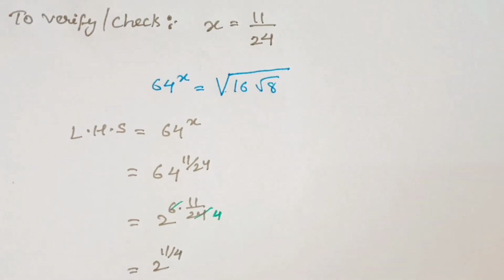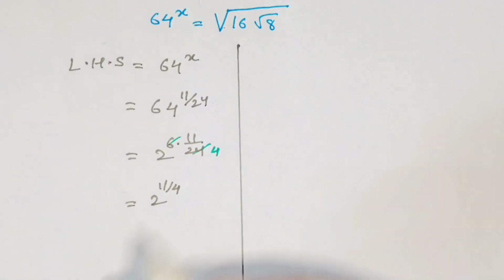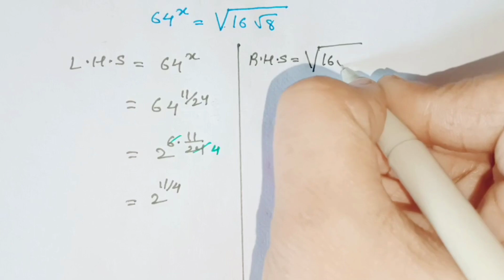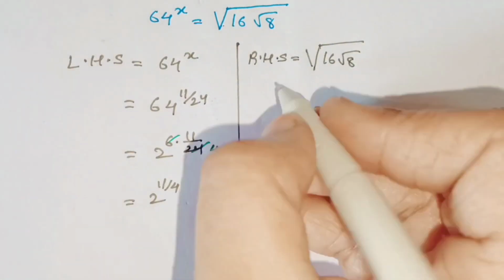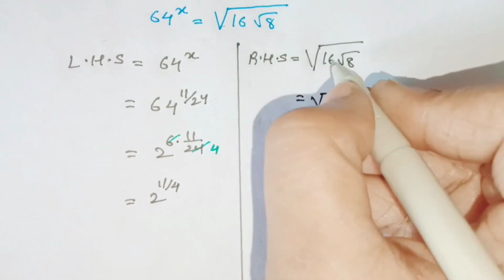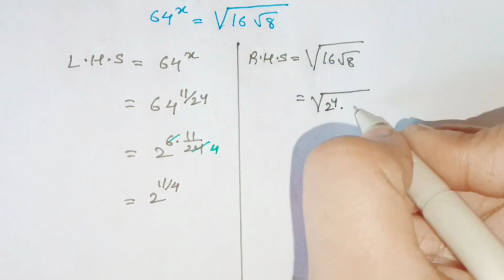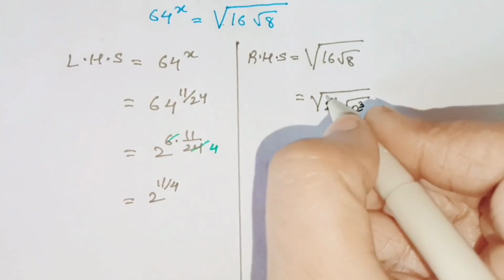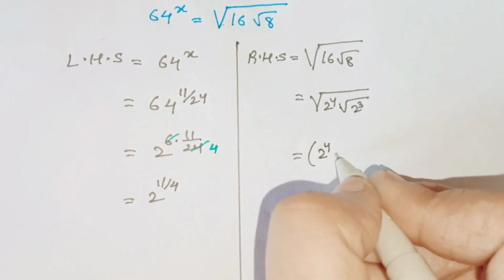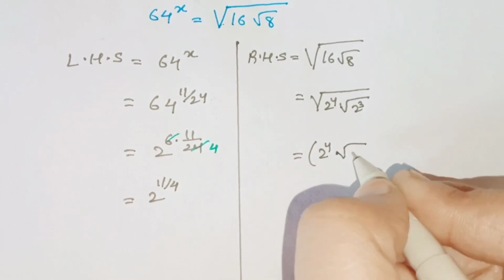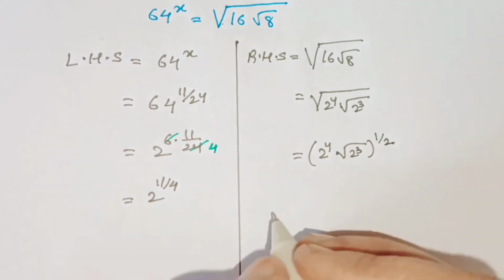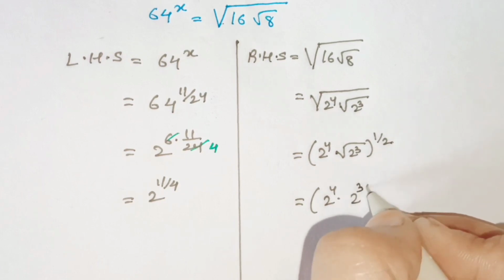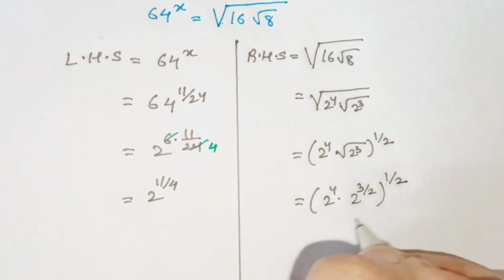Now come to RHS. Here we have RHS is equal to the square root of 16 root 8. That can be written as the square root of 16 is 2 raised to 4 and 8 is 2 cube. So it will become root of 2 cube. And also we know square root means power is half. Therefore it will be equal to 2 raised to 4 into the square root of 2 cube whole raised to half. That is 2 raised to 4 into 2 raised to 3 by 2 whole raised to half.